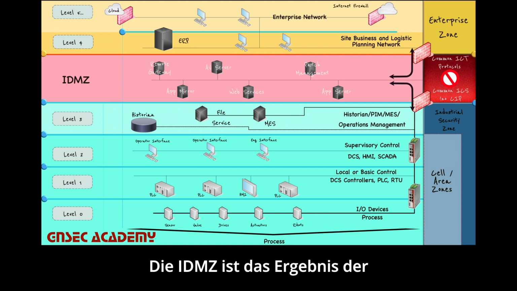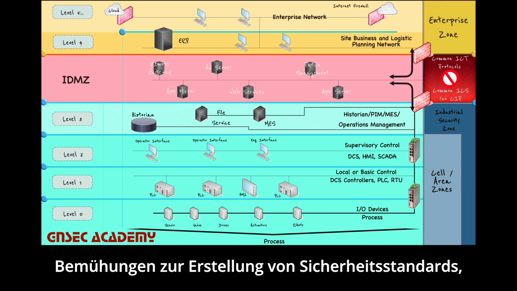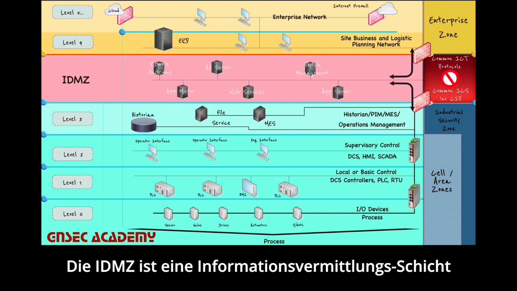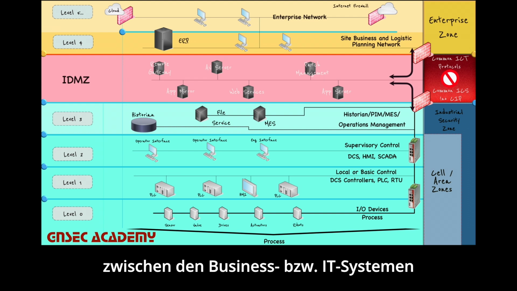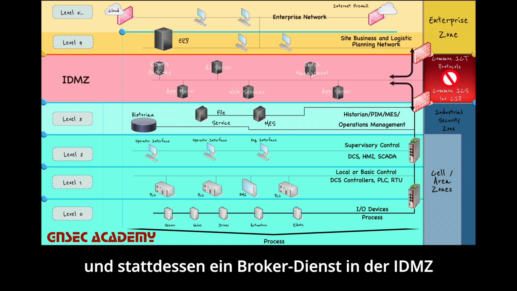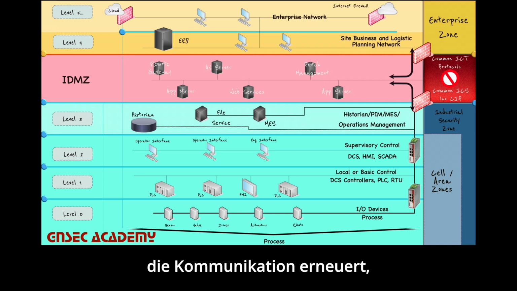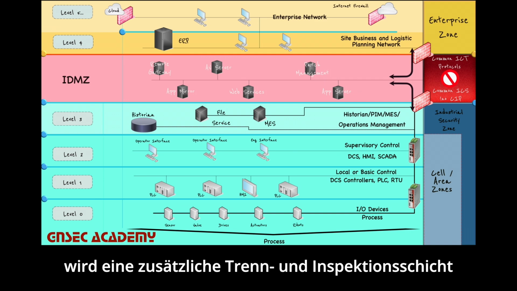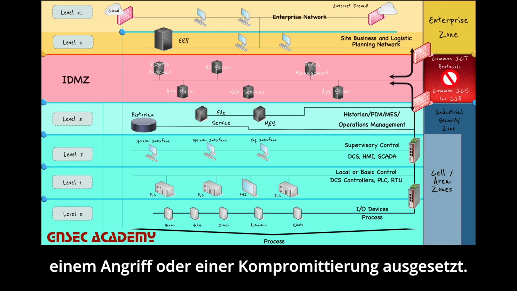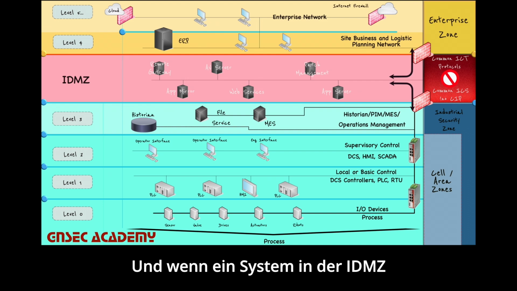All right. The IDMZ is the result of the efforts taken to create security standards such as the NIST Cybersecurity Framework or the NERC-CIP. The IDMZ is an information sharing layer between the business or IT systems in level 4 and 5, and the production or OT systems in level 3 and lower. By preventing direct communication between IT and OT systems, and having a broker service in the IDMZ relaying the communications, an extra layer of separation and inspection is added to the overall architecture. Systems in the lower layers are not directly exposed to attacks or compromises.